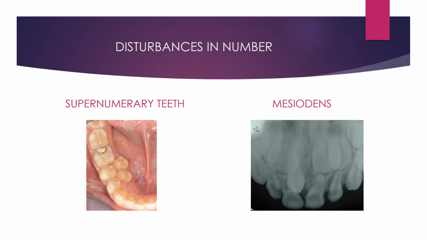Sometimes there are too many teeth. The normal adult complement is 32. These extra teeth are supernumerary teeth. The most common supernumerary teeth are mesiodens, premolars, molars, and usually third molars. Supernumerary teeth can delay eruption, cause displacement of teeth, crowding, and oral hygiene issues.